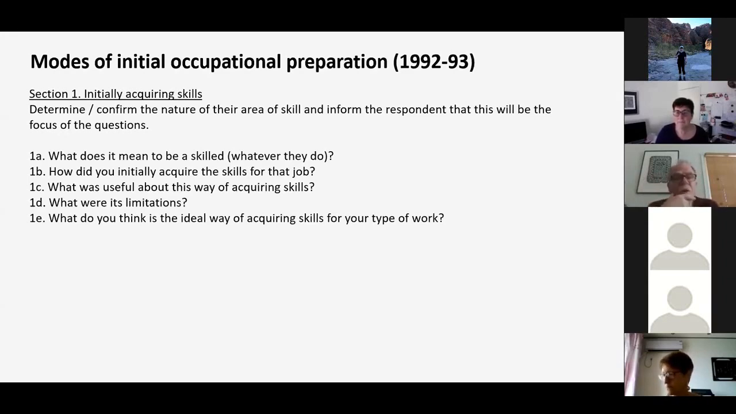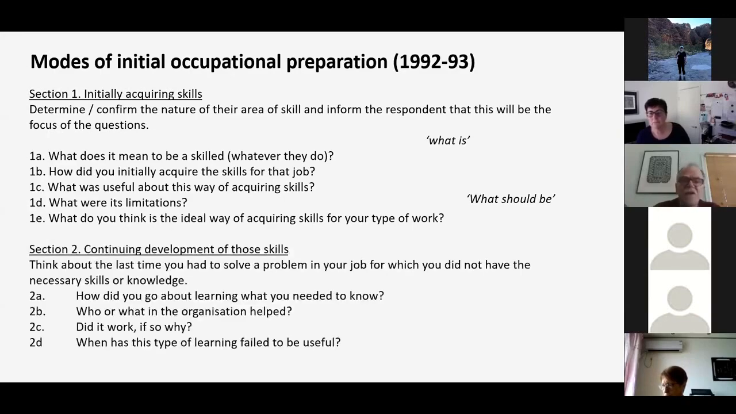You'll see them there. What does it mean to be a skilled worker? How did you acquire those skills? What was useful about this? What were the limitations? And what do you think is an ideal way of acquiring skills for your type of work? What you'll see there is that the first 4 questions are very much about what is the current circumstance, whereas the last question is speculative, what should be. So 2 different kinds of questions there.